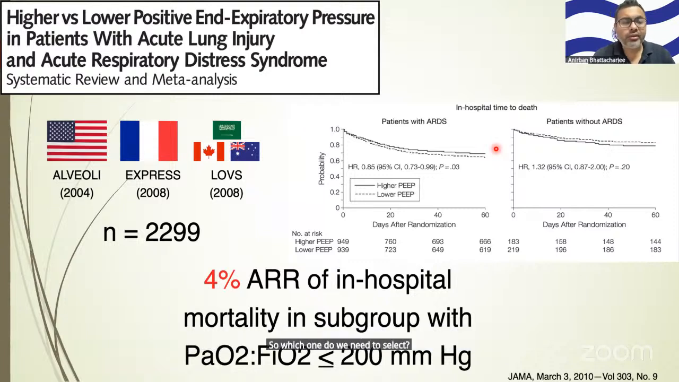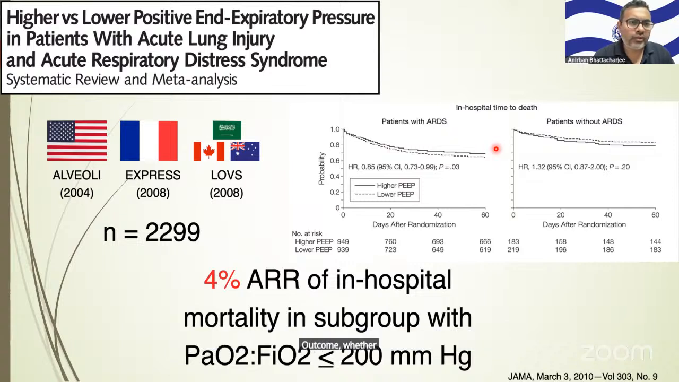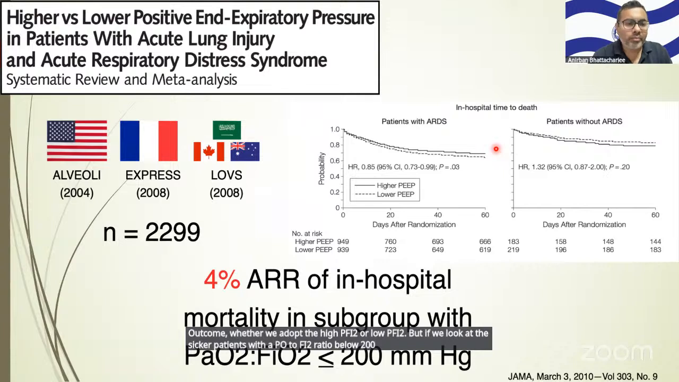So there have been three large RCTs, the Alveoli, Express and LOVS trial, and a meta-analysis that combines their results. Overall, what we have found is that in a group of ARDS patients where we do not stratify them as per severity, there has not been much difference in outcome whether we adopt the high PEEP FiO2 or low PEEP FiO2. But if we look at the sicker patients with a PaO2 to FiO2 ratio below 200, the patients who received higher PEEP fared better.